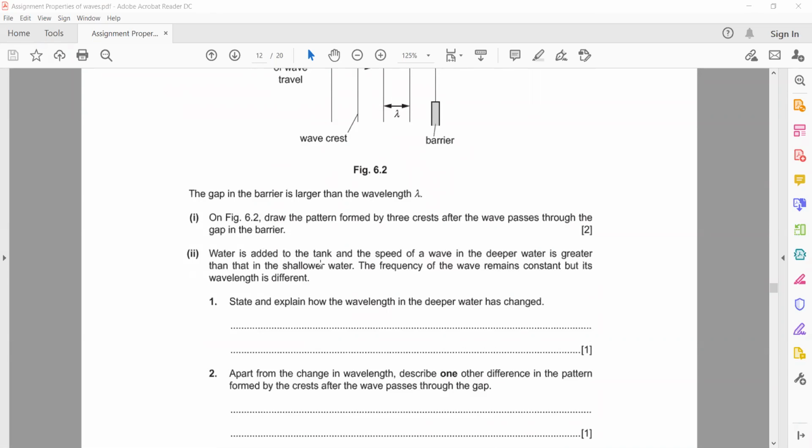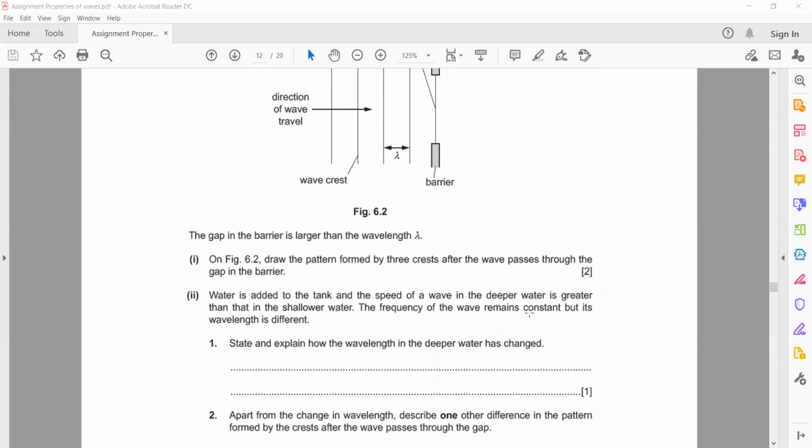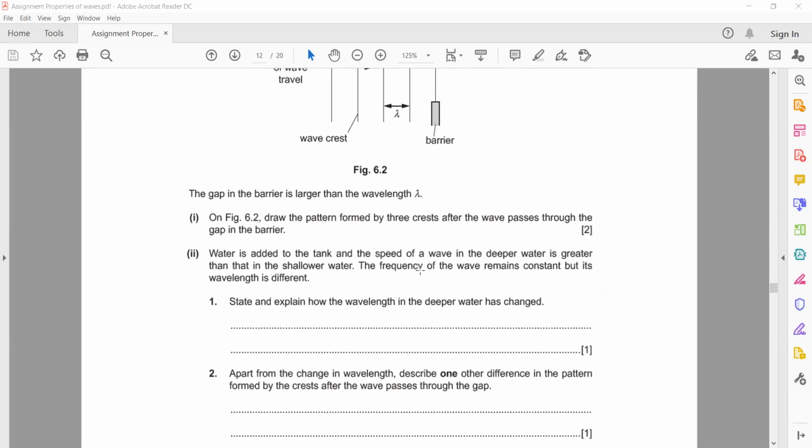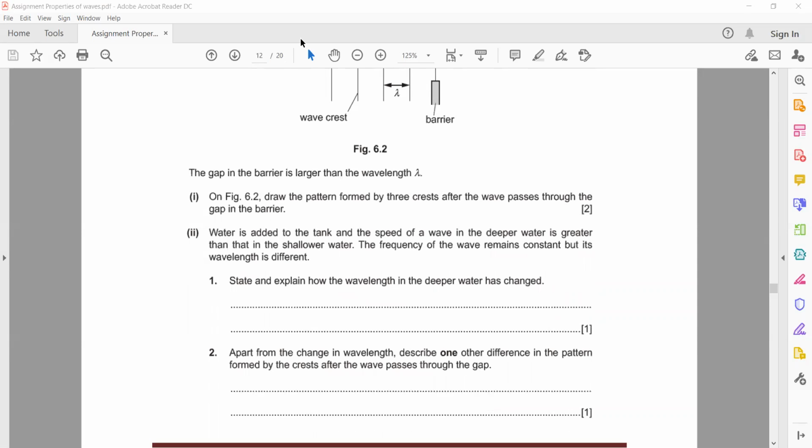Now the water is added to the tank and the speed of the wave in deep water is greater than the speed of a wave in shallow water. The frequency remains unchanged, but its wavelength is different. State and explain how the wavelength in deep water has changed compared to the shallow water.